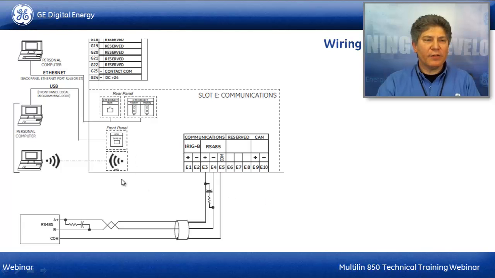We have our Wi-Fi. That's also part of this slot E. And we also have our fiber optic communications and our Ethernet communications in reference to everything that's in slot E. Okay? IRIG-B is also available for our time synchronization.